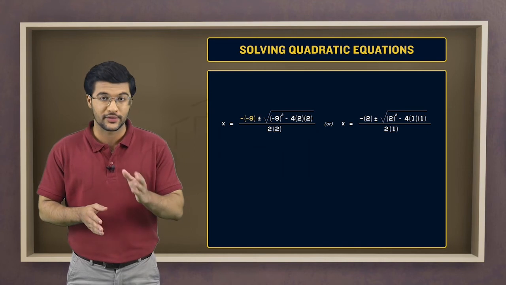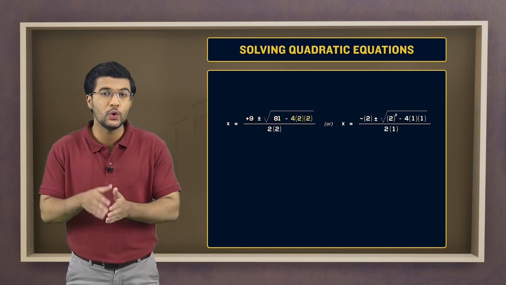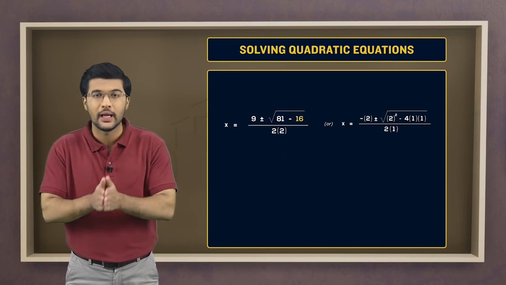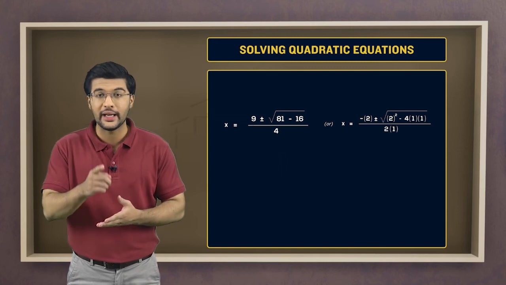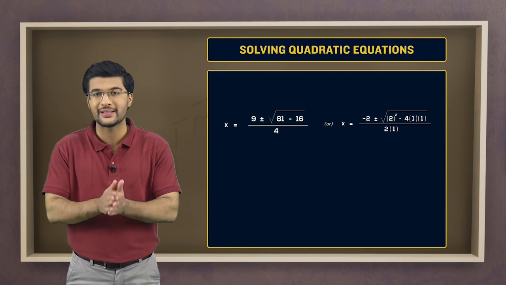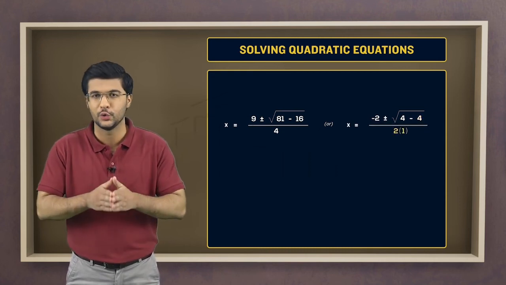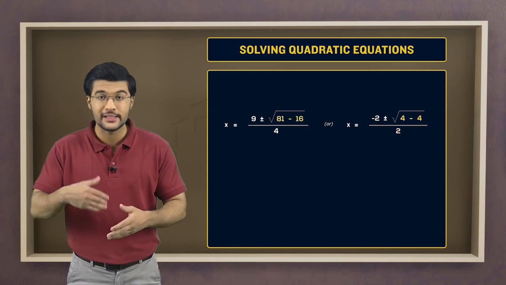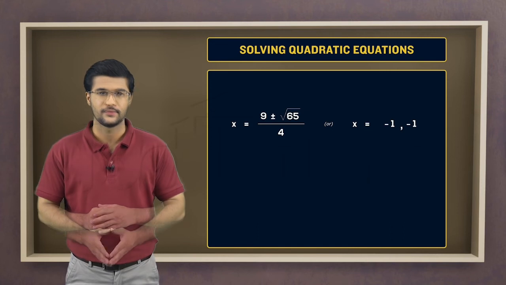This becomes positive 9 and 81. 4 into 2 into 2 is 16 and this is an obvious 4. Similarly, simplify it too. We get minus 2 plus minus square root of 4 minus 4 whole upon 2. Solve the radicals further and we get these values of x.